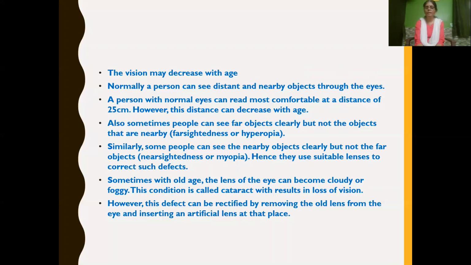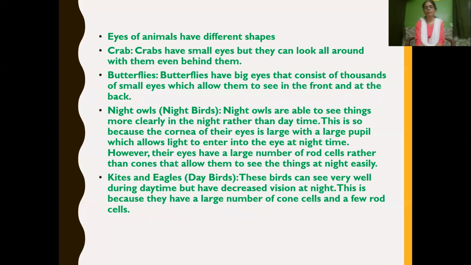But this defect can be rectified by removing the old lens from the eye and inserting an artificial lens, by improved technology, in a very simple and easy way. And then we learnt about the eyes of different animals, with different shapes. Crabs have very small eyes, they look all around and even behind them. Butterflies have big eyes which consist of 1,000 small eyes, so that they can see front, back and everywhere.